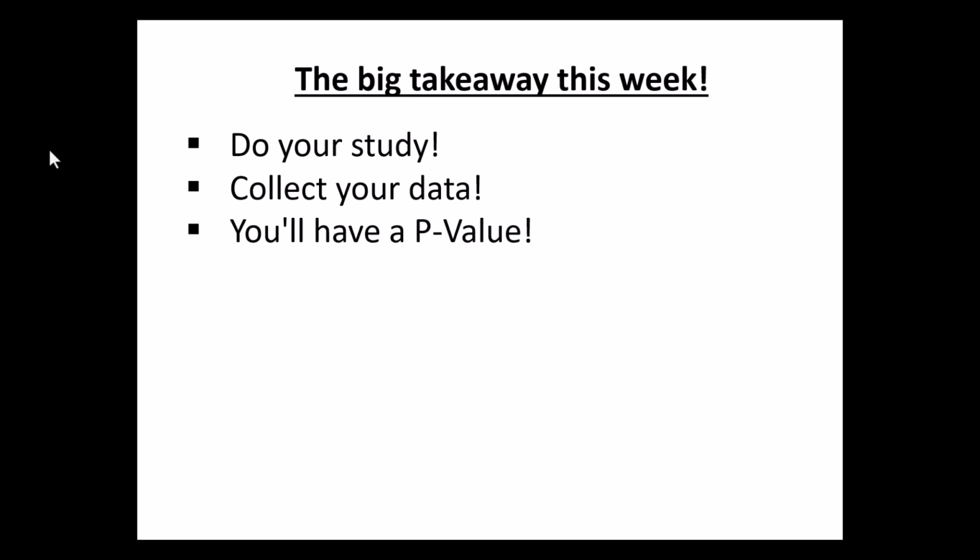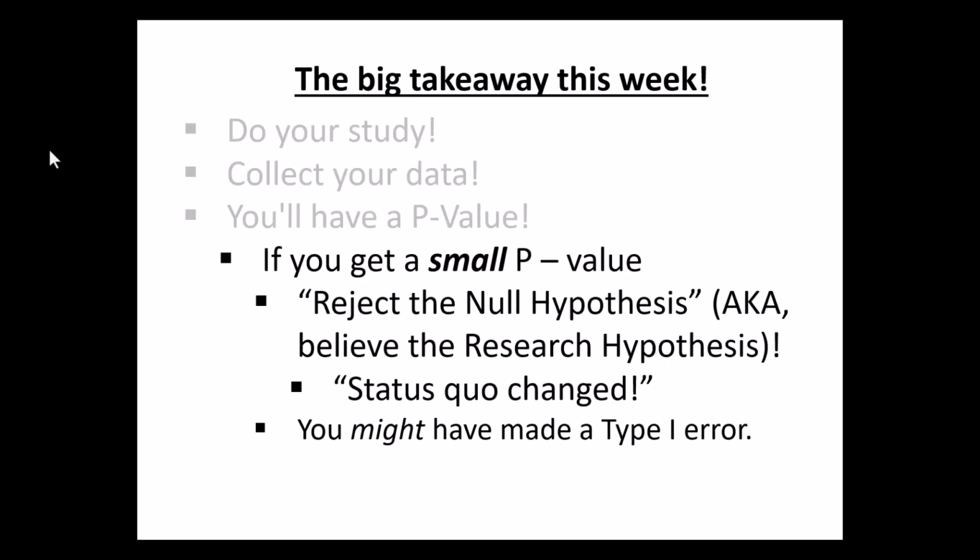Your p-values are going to be of one of 2 kinds, either a small one or a large one. If you get a small p-value, that means you're going to reject the null hypothesis, which means you believe the research hypothesis. The big, informal way of thinking about it is the status quo has changed. That's what a small p-value means. Status quo is the null hypothesis. Small p-value makes it hard to believe the null hypothesis. The only thing that might have happened is you might have made a type 1 error, and we'll come back to that later.